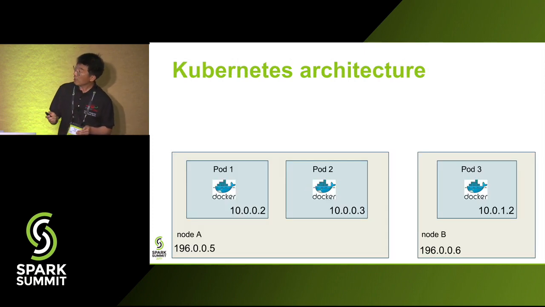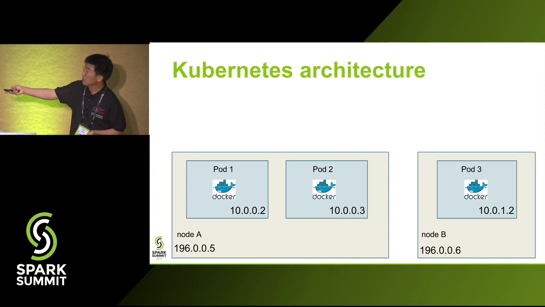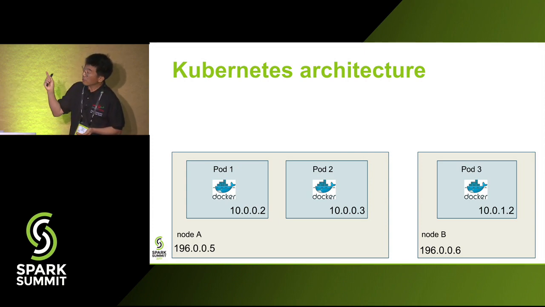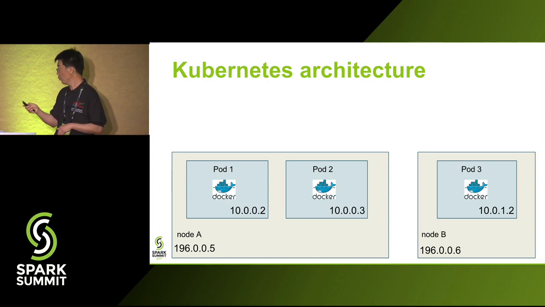Okay, so here's how a Kubernetes cluster looks. We have multiple cluster nodes like node A, node B, and so on. I'm showing only two for illustration purposes. Across the cluster nodes, we have multiple programs running in these things, pods. So what is a pod?